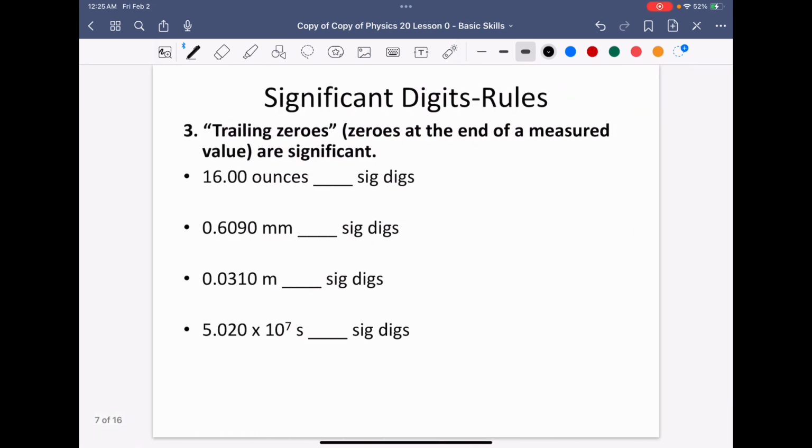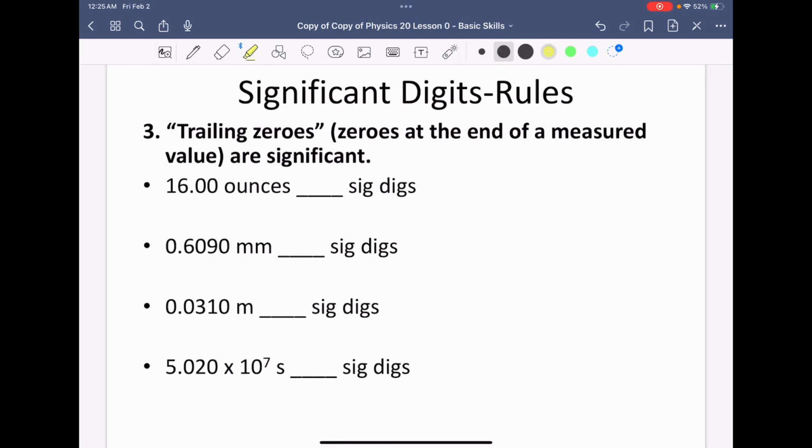Now, another rule we look at is the trailing zeros. Trailing zeros are significant. So if you see numbers 1 through 9 out in front, and then a bunch of zeros that come after that, they're still considered significant. So in the first example, I say there's 4. In this one, I'm going to cancel out the leading zero and then look at the trailing zeros or the middle zeros and consider them to be significant digits, meaning there is also 4 in this one.